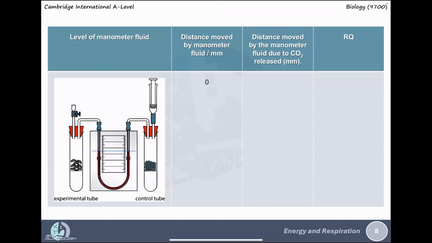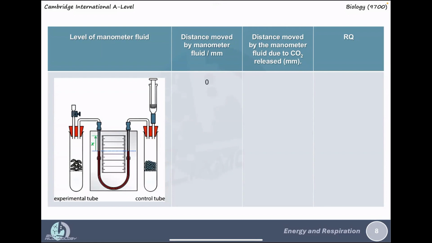However, if we want to know what is the distance moved by the manometer fluid due to the CO2 release, then we have to go back to our assumption. What is the assumption? O2 consumption remains constant. So basically, these organisms, these small invertebrates, take in the same volume of O2, and at the same time, they release the same volume of CO2. So let us look at this.